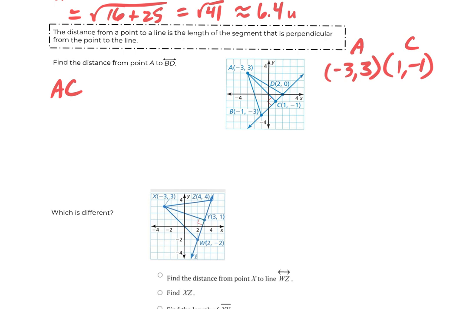I'm going to label this X1, Y1, X2, Y2, and like we said before, it doesn't matter which one's which. If you labeled this one as X1, Y1, that's okay. You're going to get the same answer. So we're going to go 1 minus negative 3, which is 1 plus 3 squared. And we're going to go negative 1 minus 3.